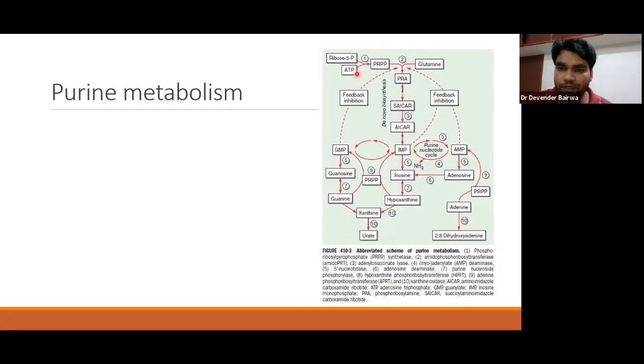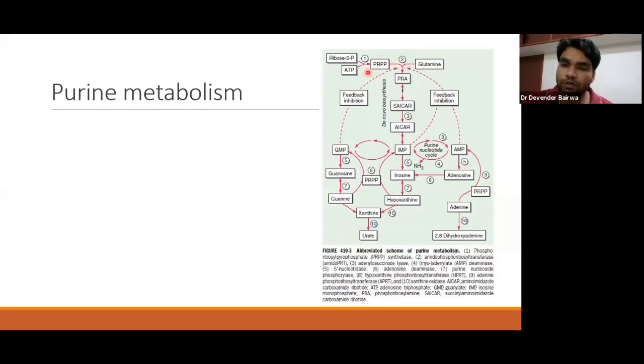In this figure, ribose 5-phosphate and ATP are required for the formation of PRPP. PRPP is 5-phosphoribosyl pyrophosphate, basically the starting material for this pathway. With the help of PRPP synthetase, enzyme number one, PRPP is formed from ATP and ribose 5-phosphate. This PRPP is the raw material, and the rate of reaction will depend on the availability of PRPP.